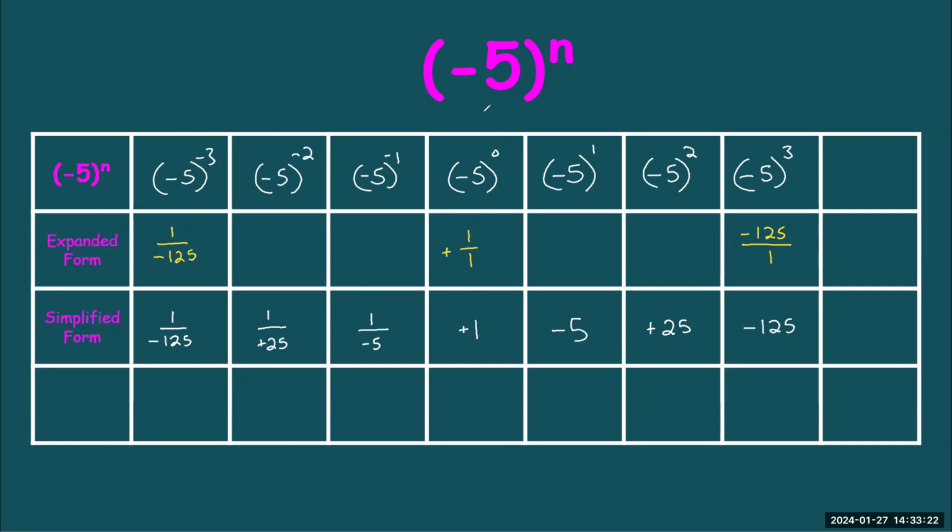If our base is a positive number, like it was with +2 or +4, our outputs will always be positive. As our exponents become more and more negative, our outputs are going to get closer and closer to zero, but they're never going to cross below zero, and they're never going to be equal to zero.